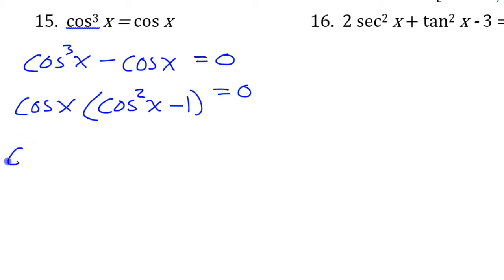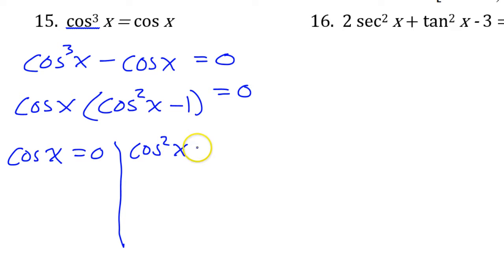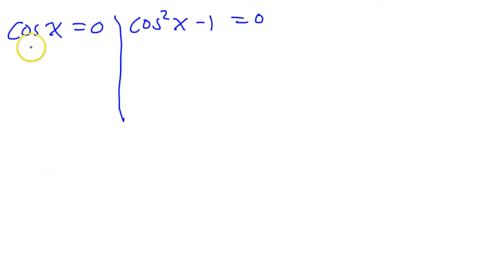So this would be cosine x is equal to 0. That's going to give me solutions. And then on the other hand, I'm going to have cosine squared x minus 1 is equal to 0. I'm going to solve each of these. So on the left-hand side, where I have cosine equals 0, I am going to solve that by looking at quadrantal angles, like this.